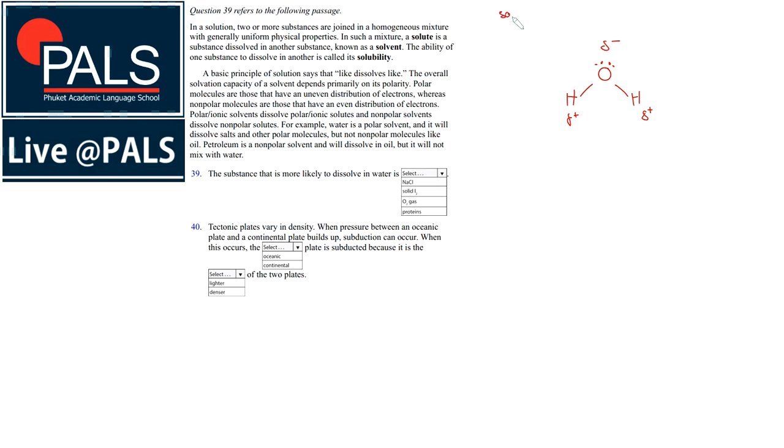Salts are ionic compounds, like NaCl, for example, which is made of sodium ions Na+ and chloride ions Cl-. So since they have a charge, they dissolve in polar solvents.